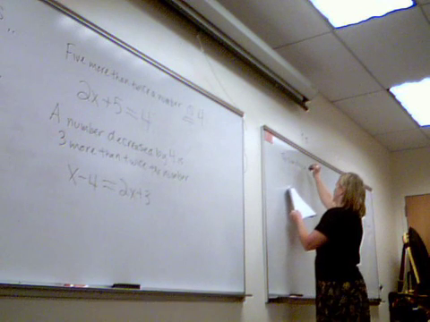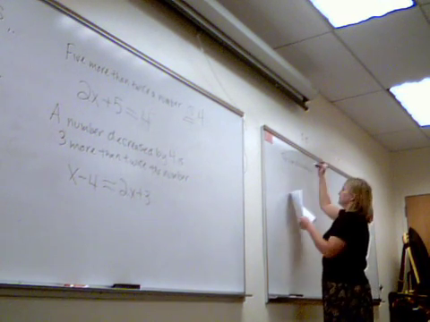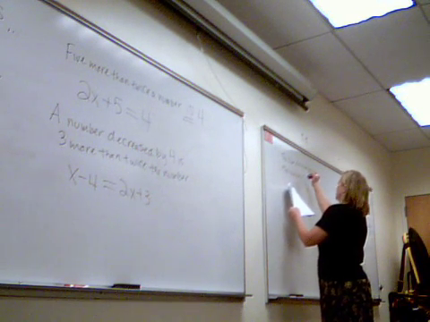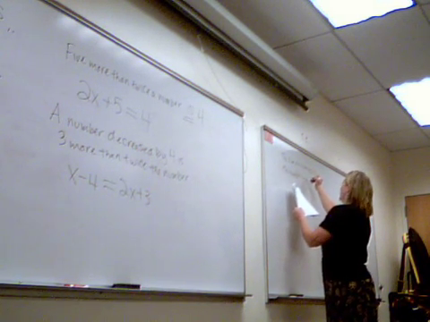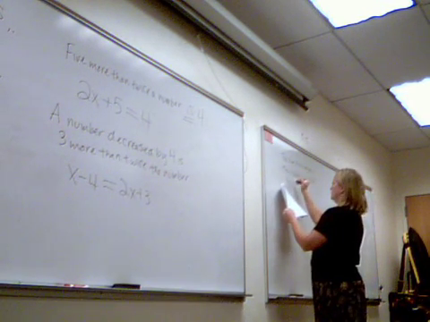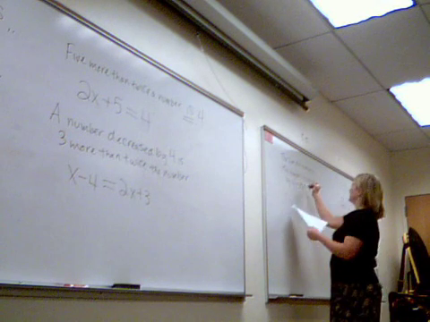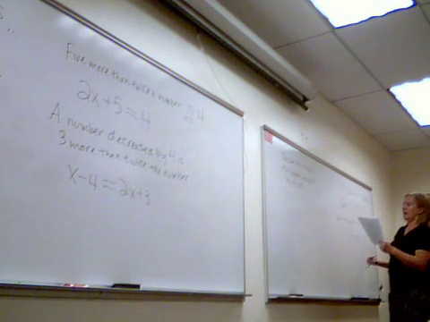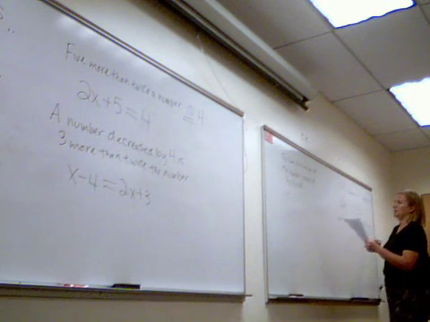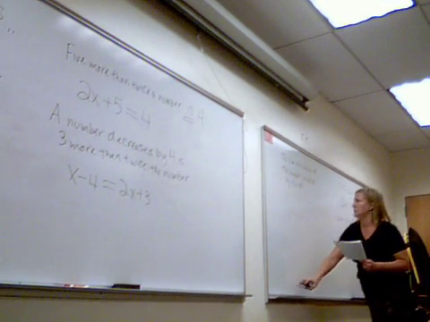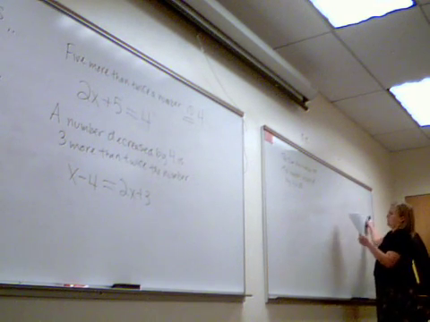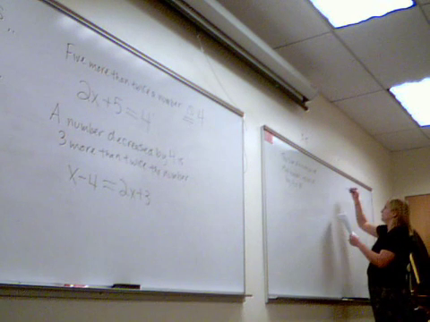You want to try some on your own? Do we solve them after that, or do we just leave them like that? Right now, let's just set them up. Eventually, we'll solve them, but right now, I just want you to set them up. The sum of a number and the number increased by 4 is 60. So try that one. I'll write another one over here. Remember, no solving, just set it up.